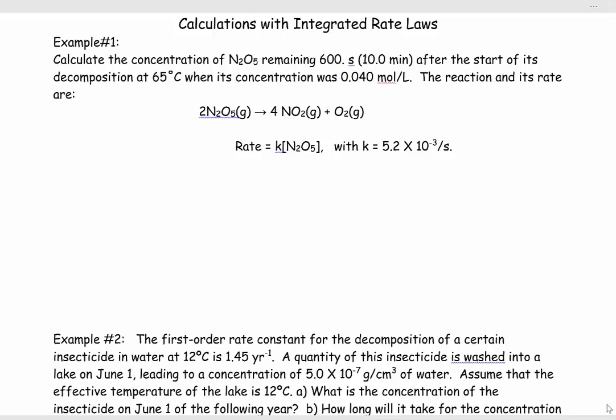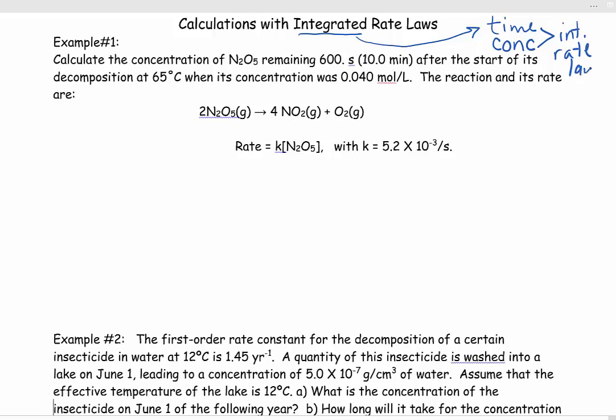So let's look at some examples of how to do calculations with the integrated rate laws. The first thing you need to be able to do is recognize when you need one of these equations. The first thing you're always going to realize is that when you see a problem that mentions time and concentration, this is when you are going to use one of these integrated rate laws. Okay, so that's the first thing.